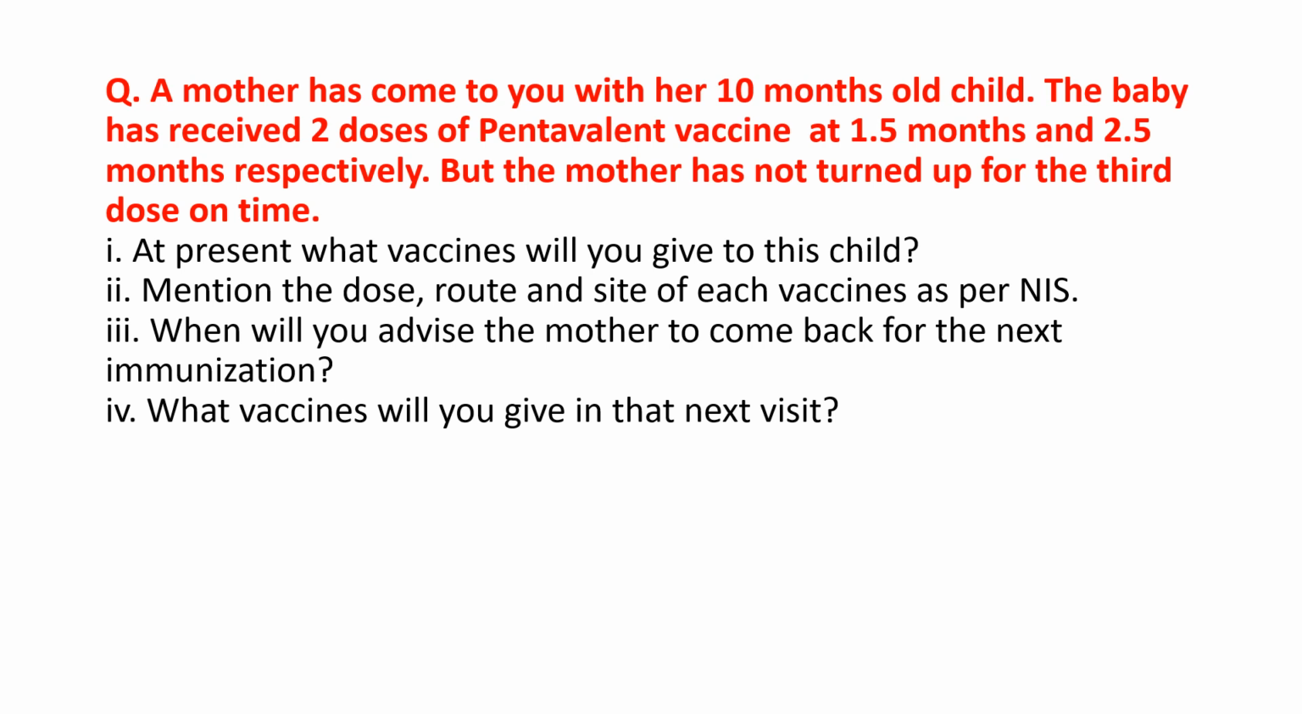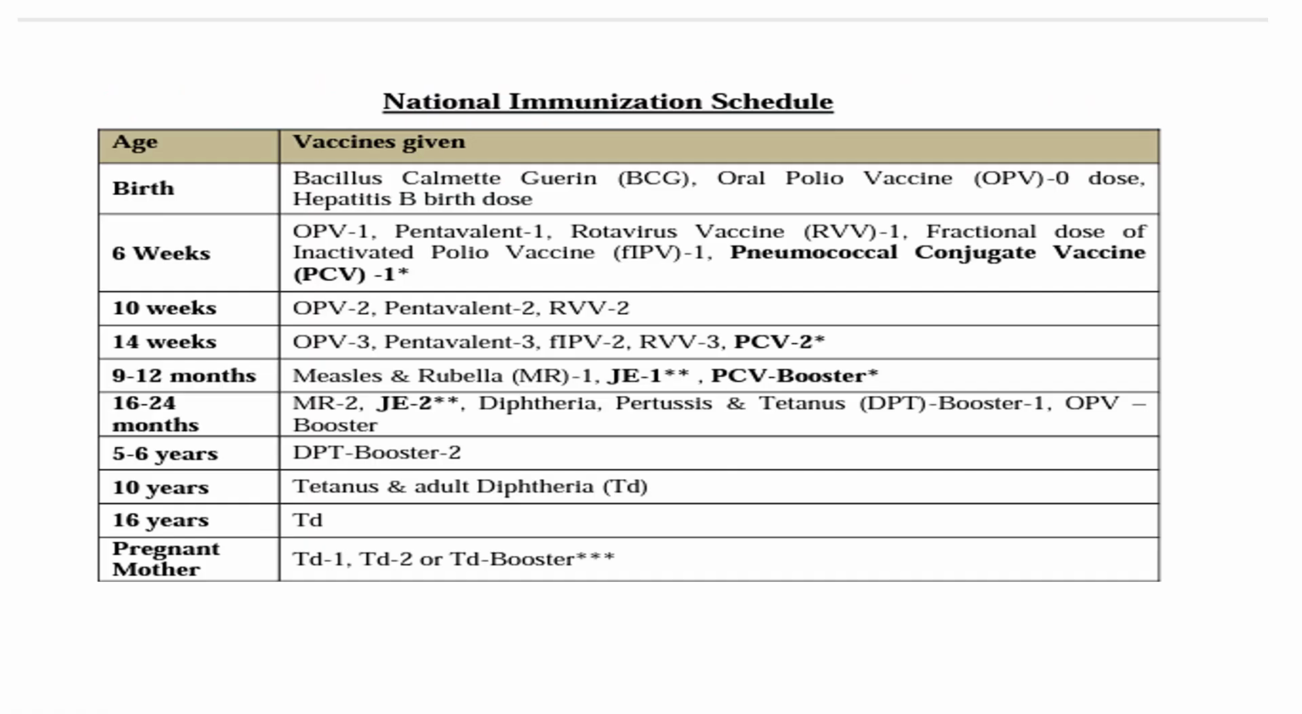Now let's come to the present card. A mother has come to you with her 10-month-old child. The baby has received 2 doses of pentavalent vaccine at 1.5 months and 2.5 months respectively. But the mother hasn't turned up for the 3rd dose on time. She is delayed and she's coming at the age of 10 months. So at present, what vaccines will you give to this child? Mention the dose, route and site of each vaccine as per the national immunization schedule. When will you advise the mother to come back for the next immunization? And what vaccines will you give in that visit?